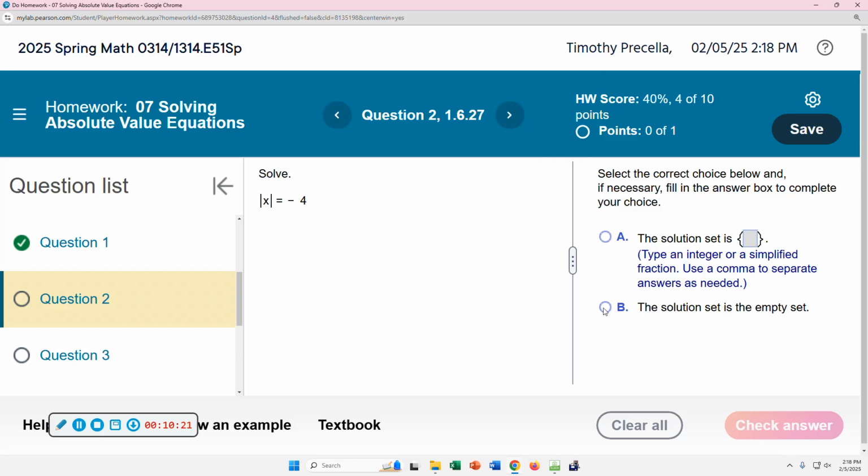Oh, by the way, on number 2, what am I about to check? Absolute value of x equals -4. There's no solution.